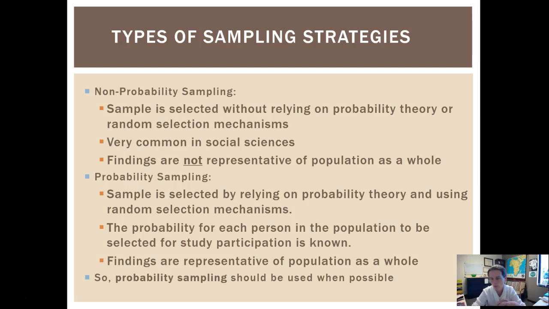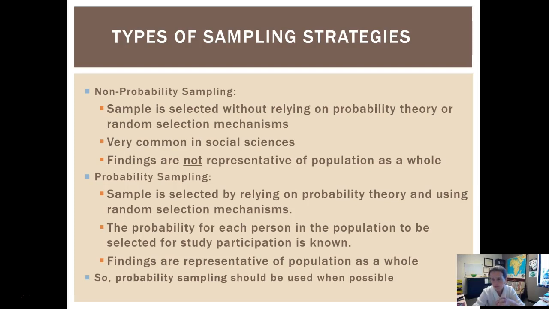Again, non-probability sampling means that we select our sample without using probability theory or random selection mechanisms. When we use non-probability sampling, the big downside is that our findings are not representative of the population from which we drew our sample. So our findings are only true for that specific sample from whom we collected data.